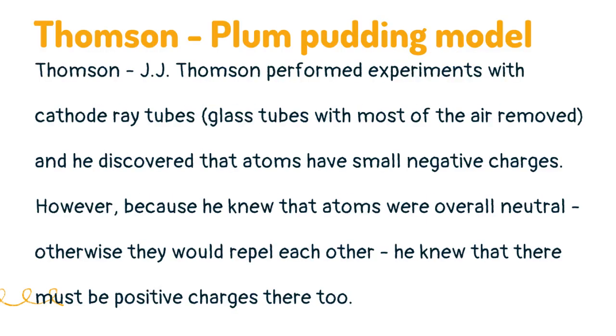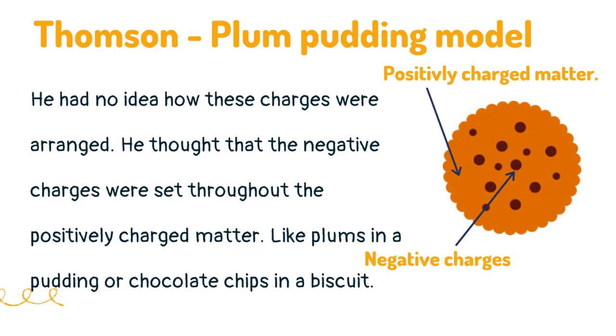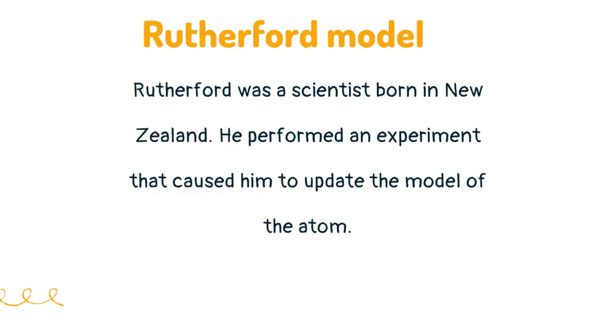J. Thomson performed experiments with cathode ray tubes, glass tubes with most of the air removed, and he discovered that atoms have small negative charges. However, because he knew that atoms were overall neutral, otherwise they would repel each other, he knew that there must be positive charges there too. He had no idea how these charges were arranged. He thought that the negative charges were set throughout the positively charged matter, like plums in a pudding or chocolate chips in a biscuit.